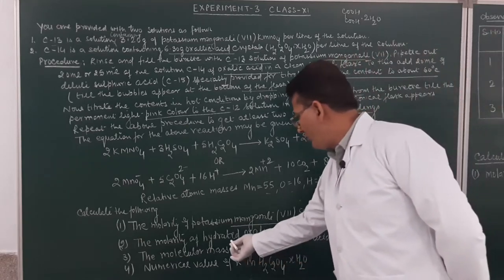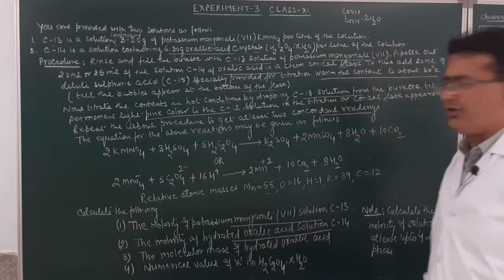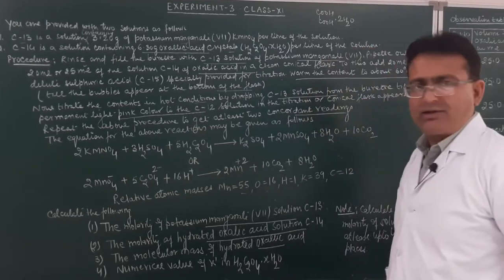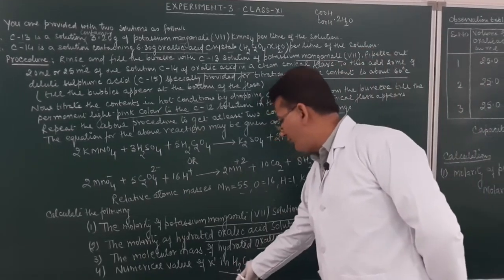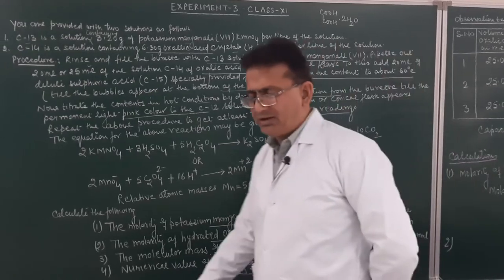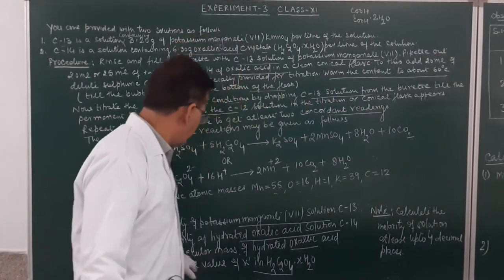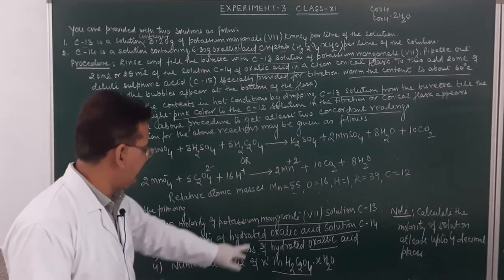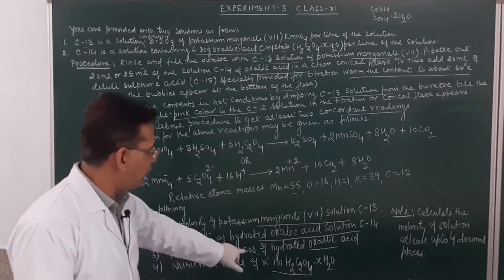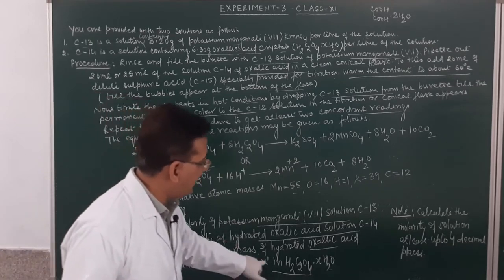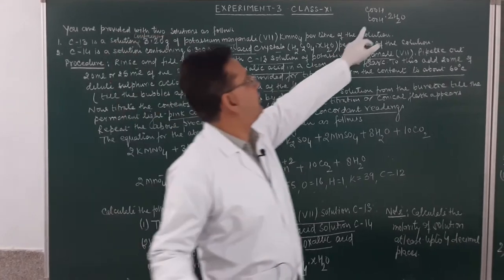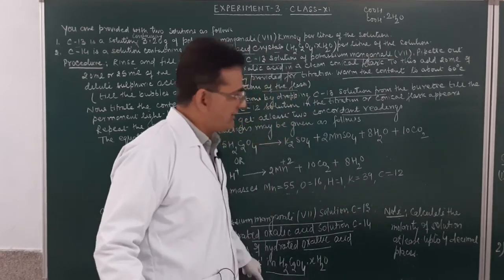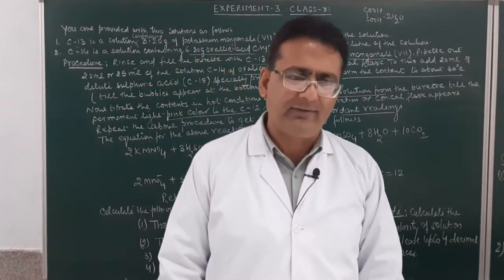Then in the next one, the molarity of the hydrated oxalic acid solution is to be calculated. Then the molecular mass of hydrated oxalic acid is to be calculated. Then the numerical value of X is to be calculated. So in this experiment number 3, you have to show the calculations for the molarity of KMnO4 solution, the molarity of oxalic acid solution, the molecular mass of hydrated oxalic acid, and the numerical value of X. As I have already told you, the oxalic acid formula is (COOH)2·xH2O. So this X value must come near 2 to have a correct answer.